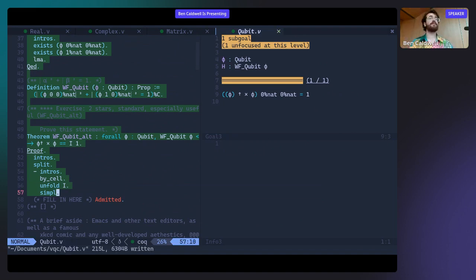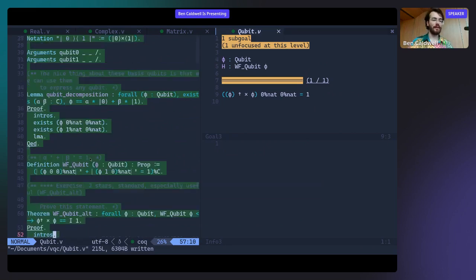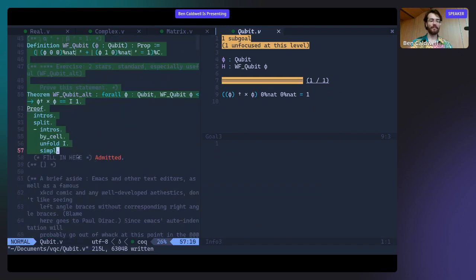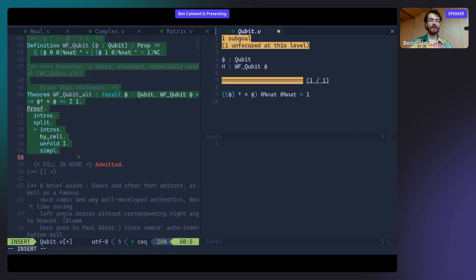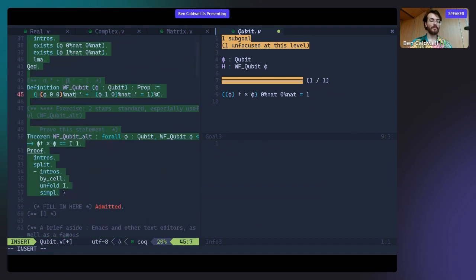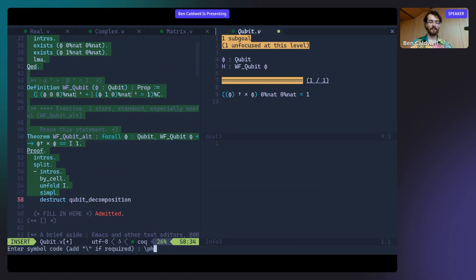But on the left-hand side, we can't get past anything because we don't know what this qubit phi looks like. Thankfully, we proved something recently that lets us take an arbitrary qubit and look at what it might look like. So we'll rewrite a qubit decomposition, or we'll destruct the qubit decomposition of phi.